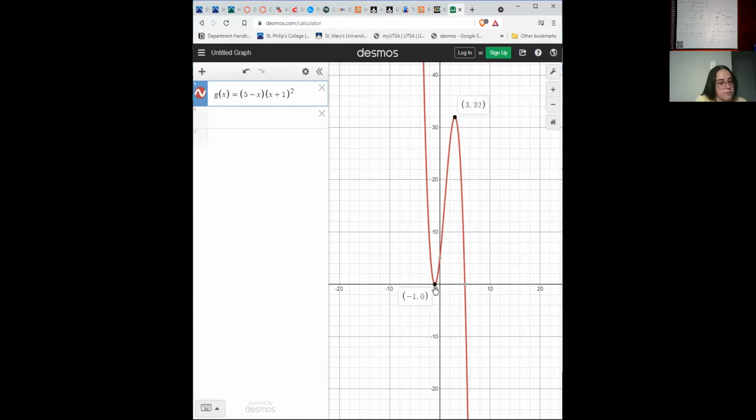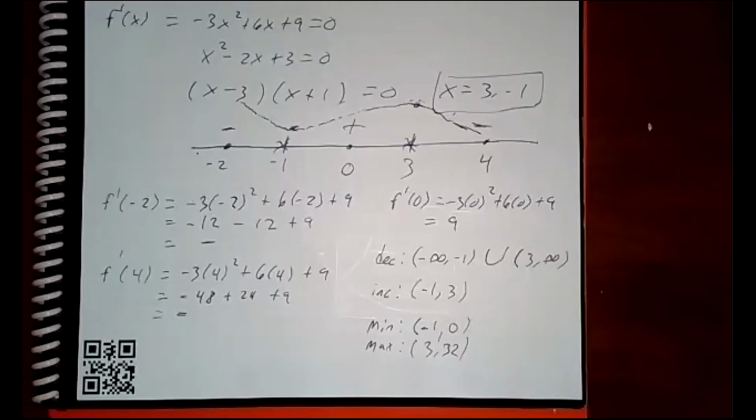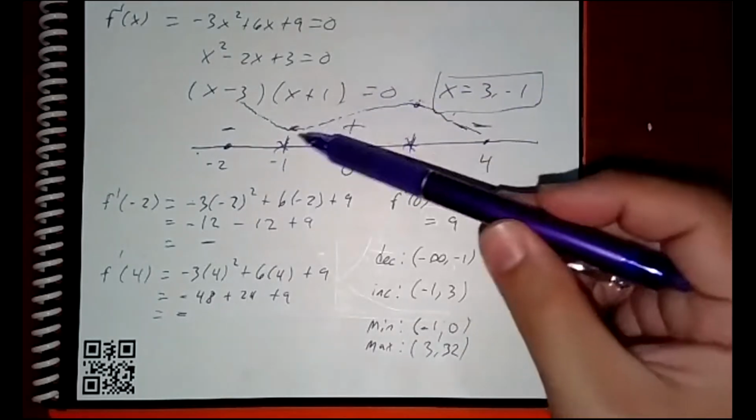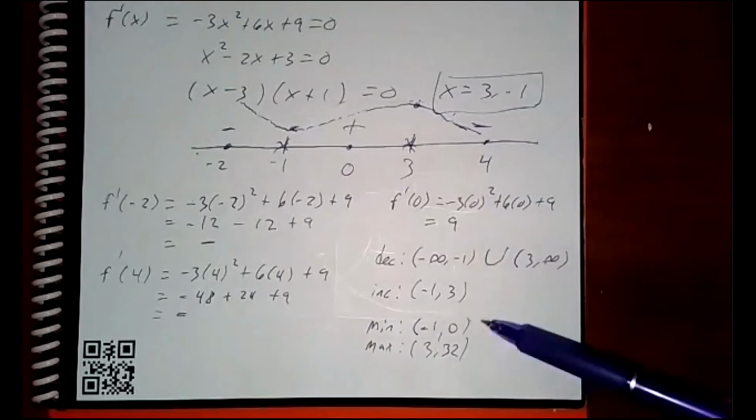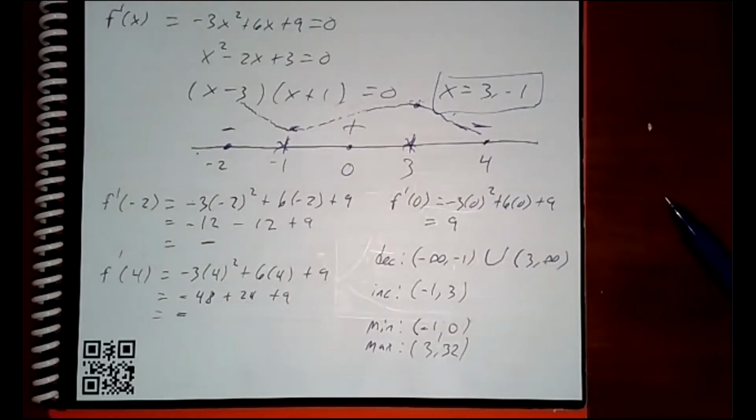So we were right? Minimum at -1, and that point turns out to be (-1, 0). Just to save time, I'm not going to plug it in. (3, 32) is the maximum. So if you do this on the test, I'd say just label this as your max and min, and then give me the points or the x values. Either way, it's sufficient.